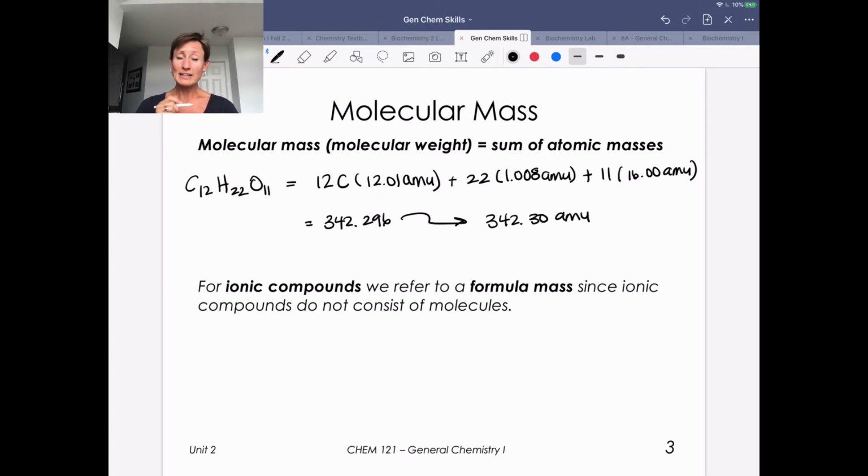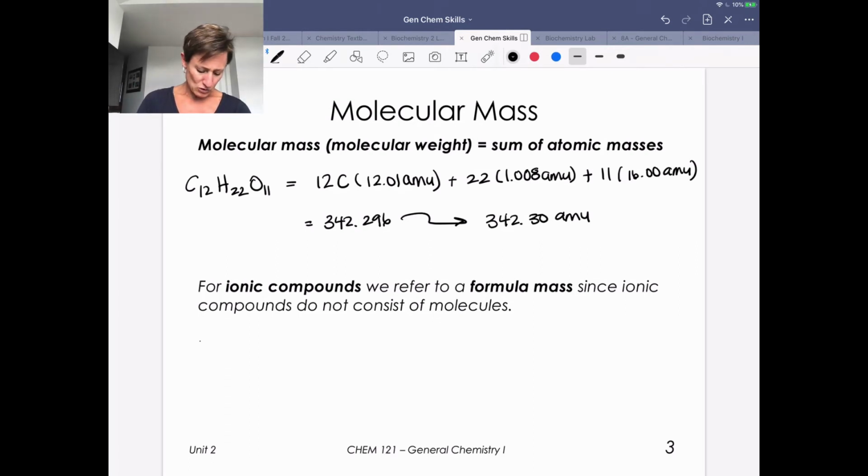So this would be the molecular weight, which we use for a molecule, which is again a covalent compound. For ionic compounds, we use a slightly different term. We call it formula mass, since ionic compounds are not really molecules, so it's a little bit just of terminology and semantics, but we handle this the same way.